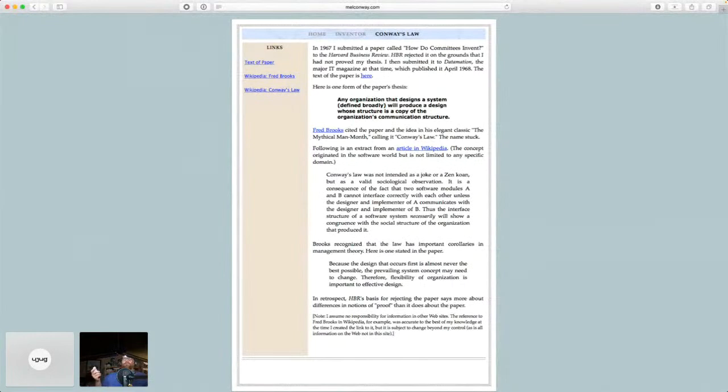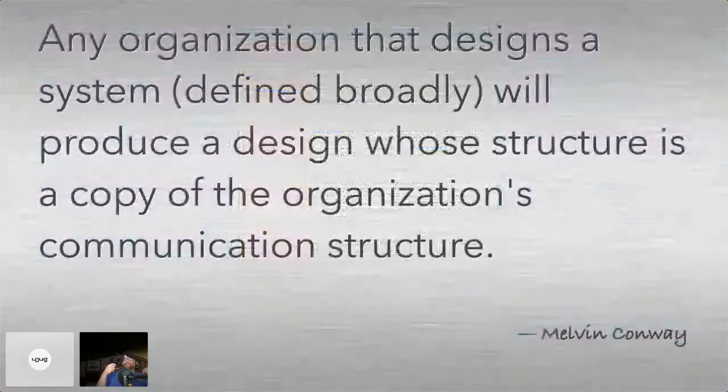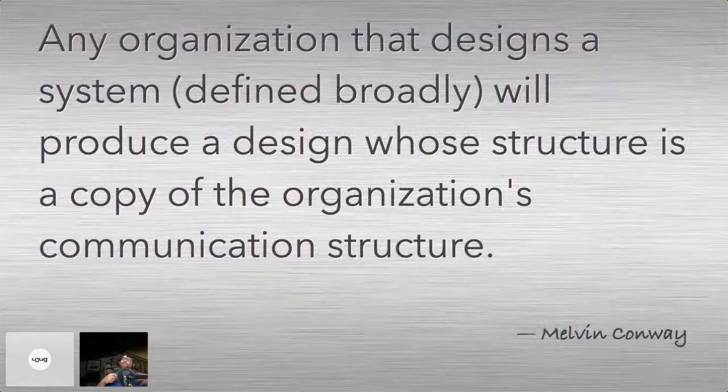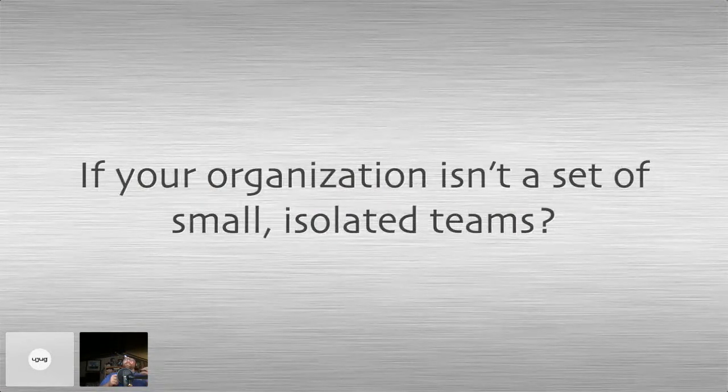And Conway didn't even have a way of proving it at the time. He's like, yeah, this seems right. And he's correct. What it boils down to is that any organization that designs a system is basically going to mimic its org chart. And so if I'm trying to create a bunch of small isolated services, well, how do I do that if my organization isn't a set of small isolated teams?